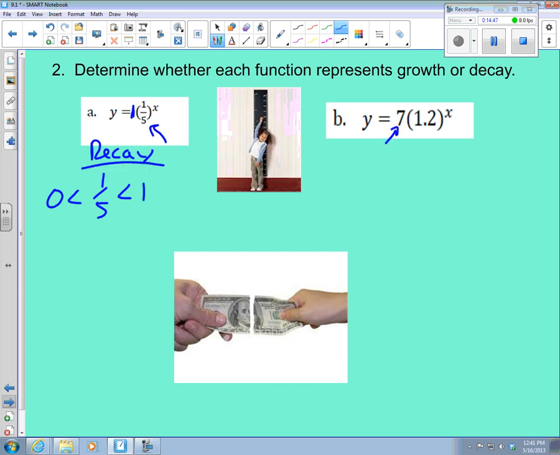Here, a is positive, so that's good. Looking at the b, my b is equal to 1.2. In this case, b is greater than 0. Oh, I said 0 again. It's supposed to be what? 1. If it's greater than 1, it's an example of growth. So this one right here is growth.